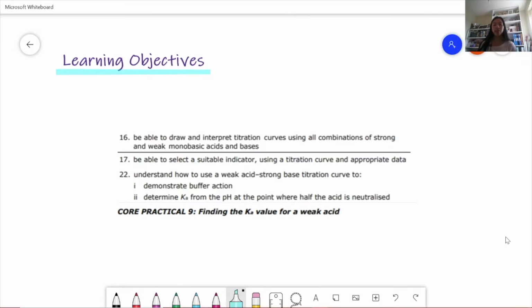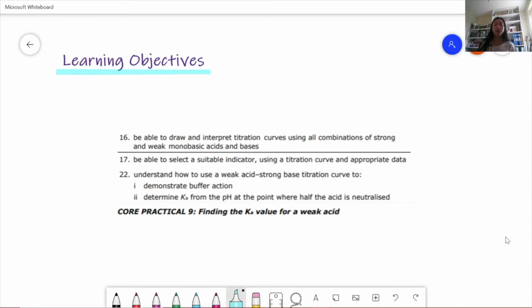Here are today's learning objectives. So the first is to be able to draw and interpret titration curves using all combinations of strong and weak monobasic acids and bases. And then we're going to select suitable indicators using titration curves and appropriate data. The next is to understand how to use a weak acid strong base titration curve to demonstrate buffer action and to determine Ka from the pH at the point where half the acid is neutralized.